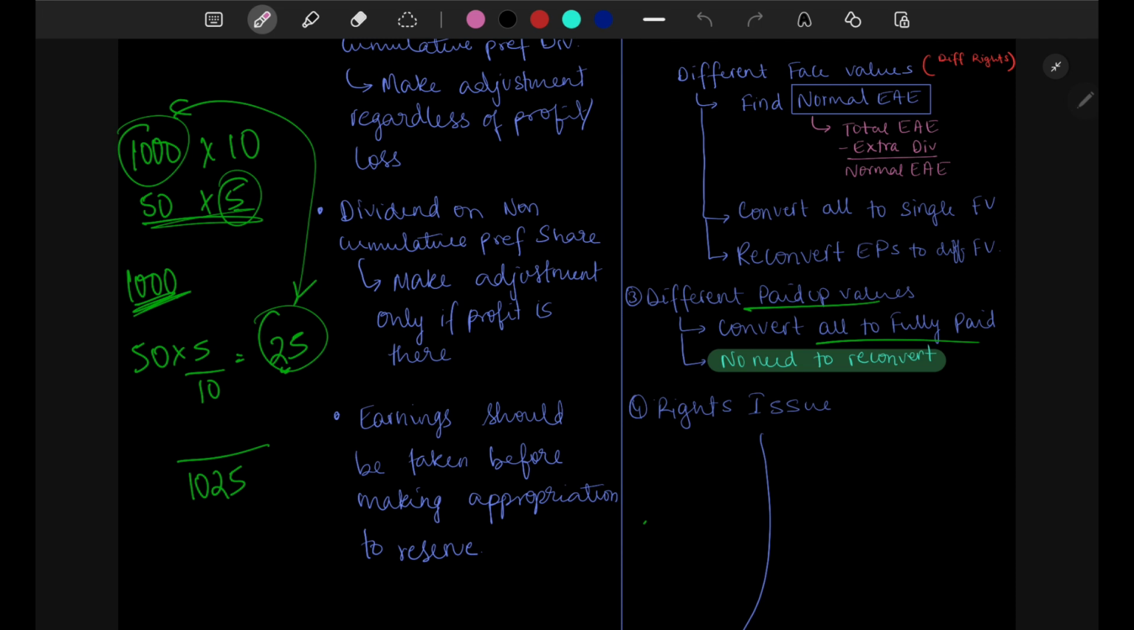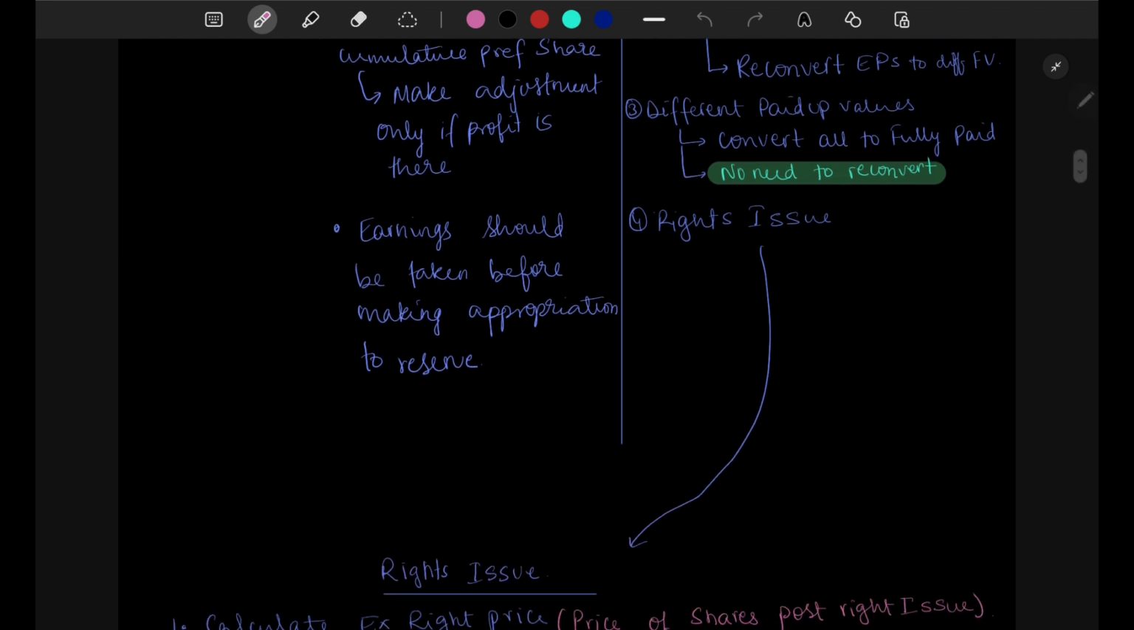In this case there's no need to reconvert the EPS, unless there's a separate class with different face value. Here we're just converting it into paid up value, so there's no need to reconvert the EPS into different paid up values. That is not required.